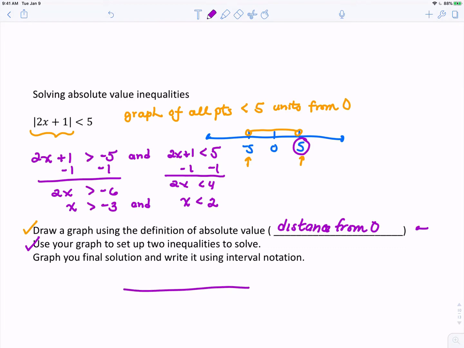So we can graph our final solution. Here's -3, here is 2. And notice that's why it's helpful to have the original graph, because our solution graph is going to have the same basic shape as our original graph. And to write this using interval notation, it's the interval that goes from -3 and ends at 2, using open circles because we don't have an equal sign in our inequality.